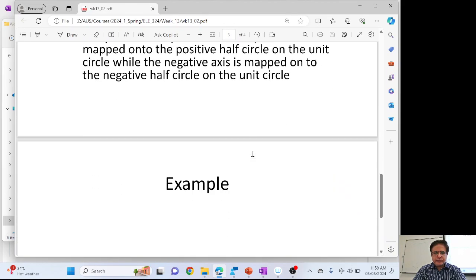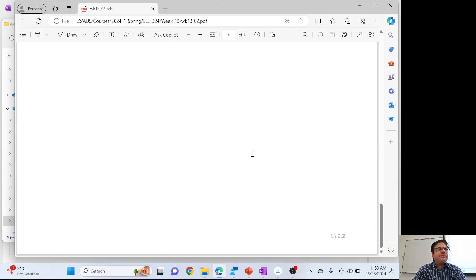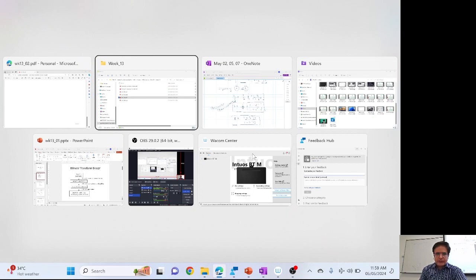All right, so let's do an example in which we will have the transfer function for an analog filter, and we will convert the transfer function into a digital filter. Let's do that.